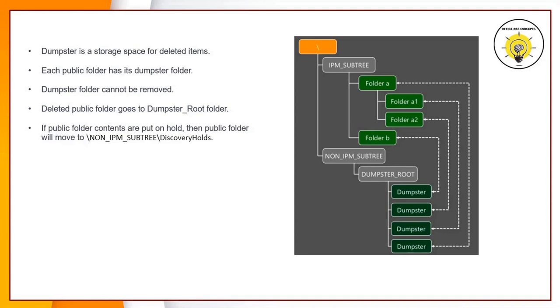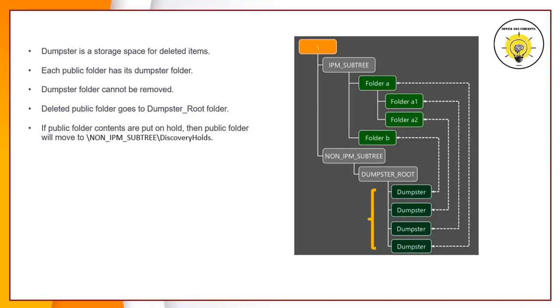Dumpster is a storage space where deleted items are stored. When a user deletes an item from a public folder, that item moves to the dumpster folder. Each public folder has an associated dumpster folder. Every public folder that you see in Outlook client or in OWA or even in Exchange Admin Center has an associated dumpster folder. So you will not come across a situation where you have public folders but you do not have a dumpster folder. These dumpster folders cannot be removed or unlinked from the public folders.